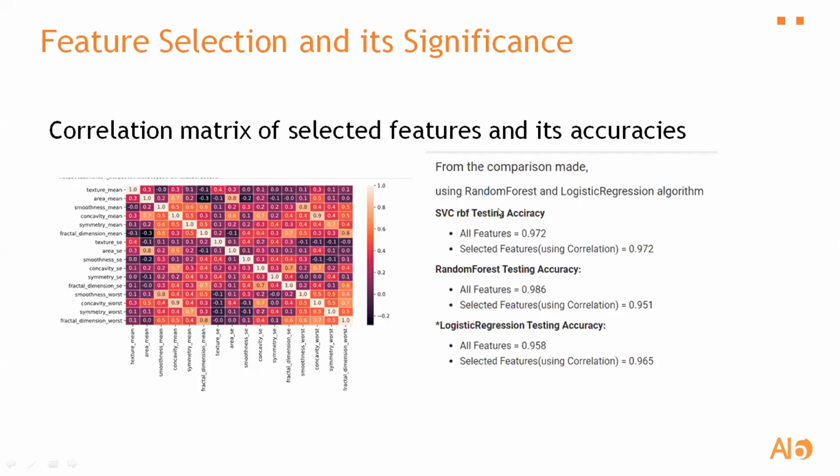So from the comparison made, this SVC radial-based first had before 0.972, that's 97.2%, and has these selected features, that's the reduced features, as the same thing. And the random forest had 98, but in these selected features has 95. The logistic regression had 95, and in this selected features 96. So we decided to just show a little of the difference or the little changes that was made in the accuracy.